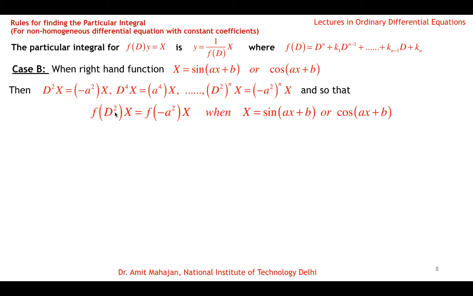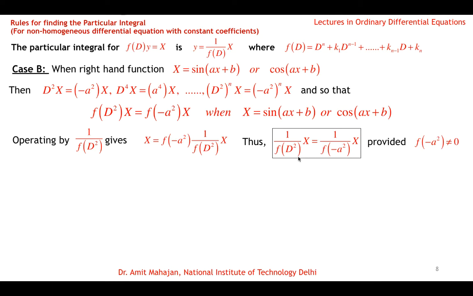So if I operate on both sides with 1 by f(d²), then capital X will be 1 by f(d²) of f(−a²) X, and f(−a²) is a constant, so it goes outside. So I can easily write capital X equals f(−a²) times 1 by f(d²) of capital X. And if f(−a²) is a non-zero number, then I can divide by it to write that this equation holds. So 1 over the operator on capital X will be 1 over f(−a²) times capital X, provided that this denominator is non-zero.